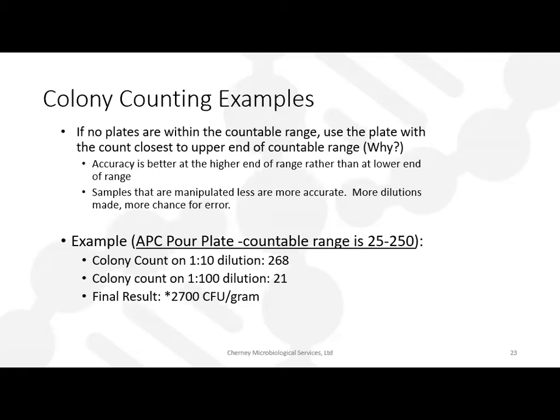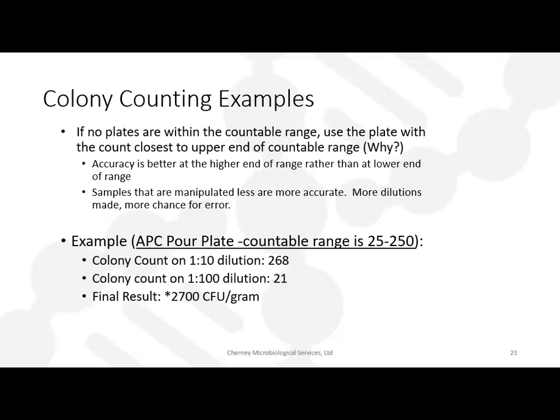So if there are no plates within countable range, you're going to want to use the plate with the count closest to the upper end of the countable range. So why is this? Your accuracy is going to be better at the higher end of the range than at the lower end of the range. Another way to say this is you're going to use that one towards the upper end of the countable range because that sample's been manipulated less, diluted less, so there's less chance for error, okay?